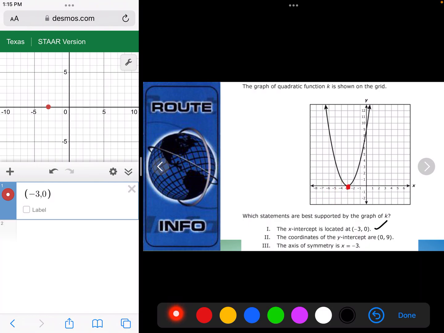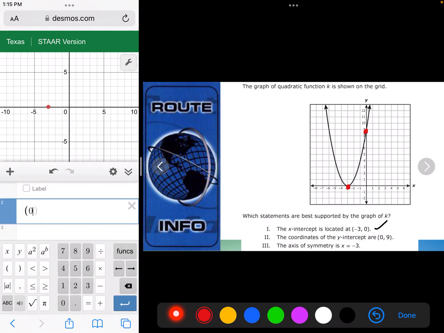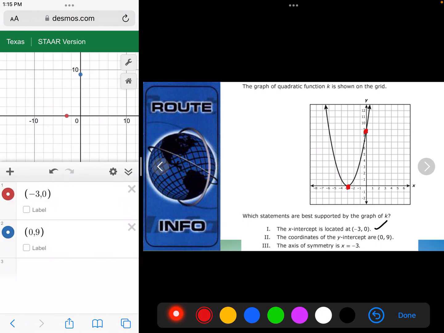So 1 is true. The coordinates of the y-intercept are 0, 9. So the y-intercept is where it crosses the y-axis. That is 0, 9. Again, if you're not sure, you could graph this to make sure you have it right. It looks right, so it is correct. And lastly, the axis of symmetry is x equals -3. The axis of symmetry is a line that crosses through the middle of the graph. It goes through the x-axis at -3, so that one is also true. So on this example, 1, 2, and 3 are all correct.